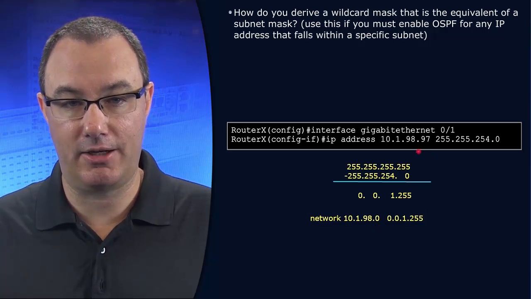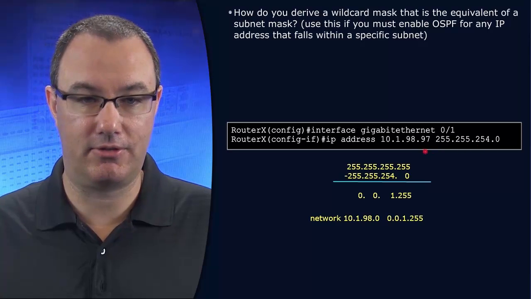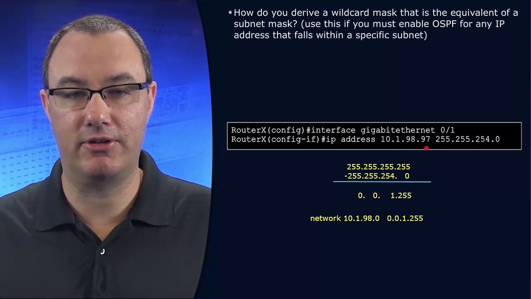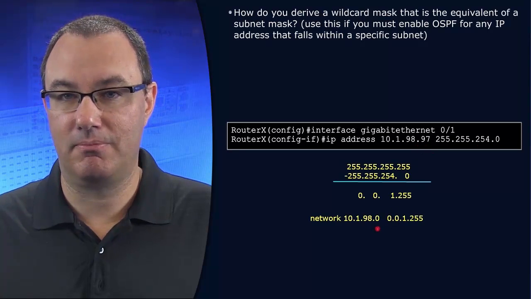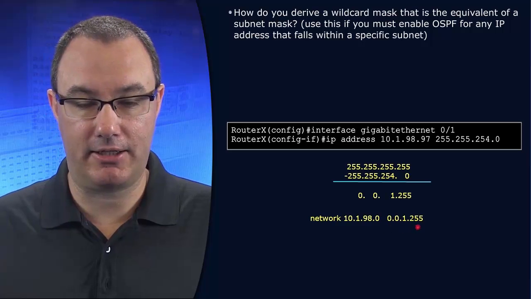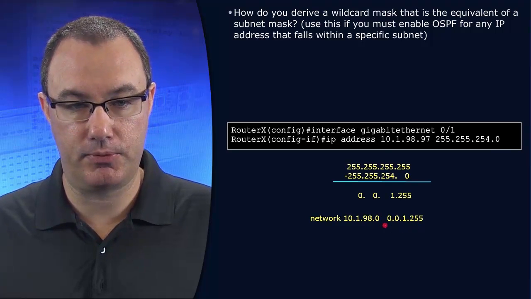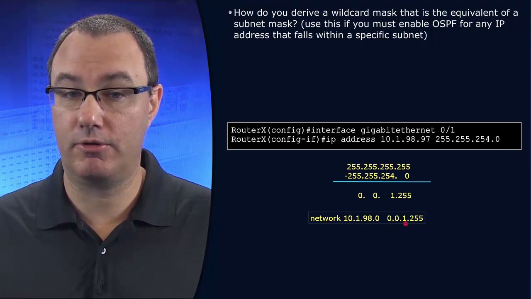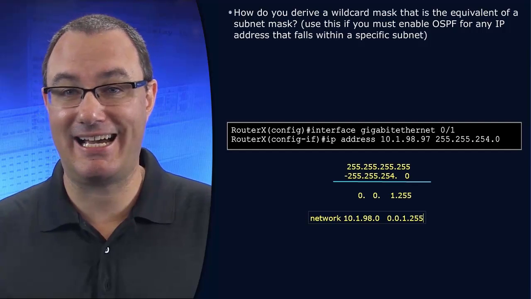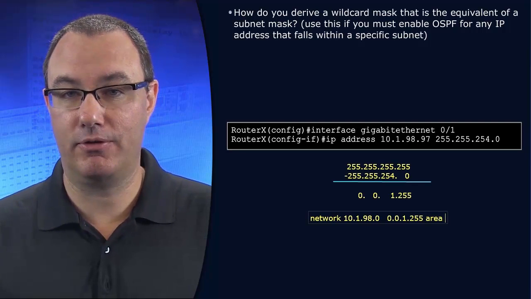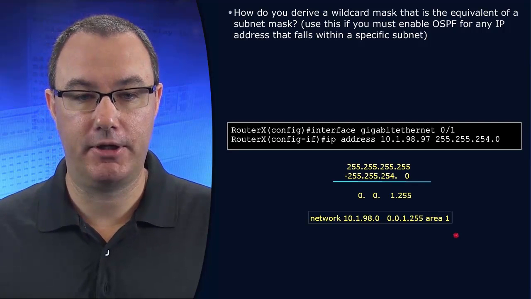But we do the ANDing process of the subnet mask to the IP address, and I'll just bypass that because this is not a subnetting discussion. But this would be the appropriate network statement, but we're talking OSPF, right? So there's something to add to this. We add whatever area it might be, and away we go.